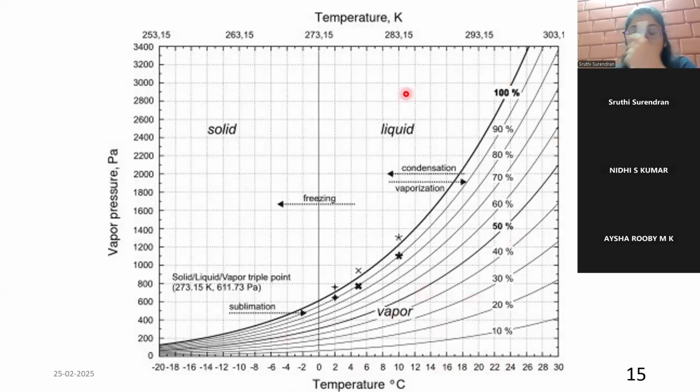How many of you are familiar with psychrometric charts? Okay, never mind.